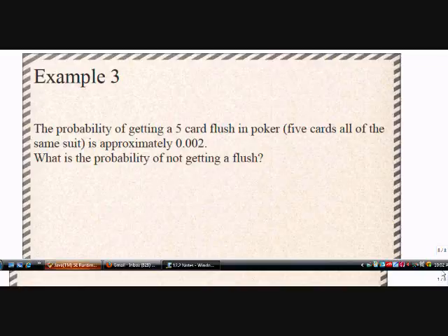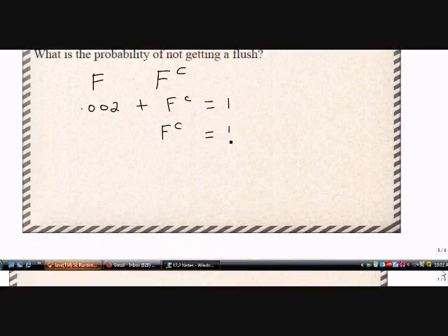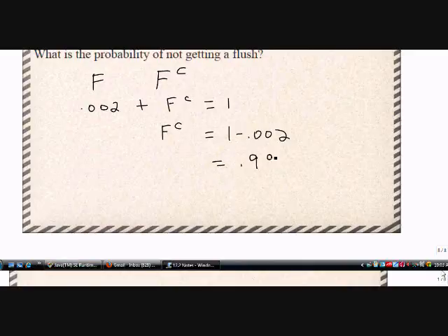Okay. What's the probability of not getting a flush? So, getting a flush or not getting a flush? 0.002 plus whatever this is has to equal 1. So the probability of not getting a flush is 1 minus 0.002, or 0.998.